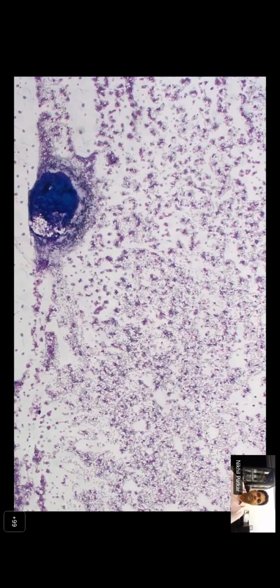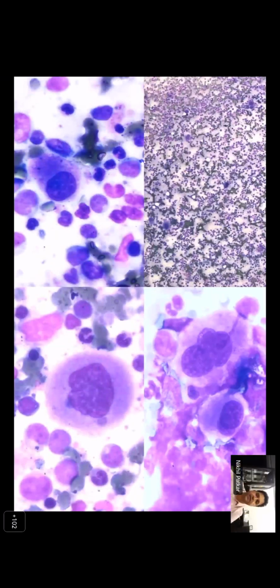So I request the first student to please present this case. Yes. So this is a bone marrow aspirate. It shows hypercellular bone marrow. Perfect. So the bone marrow is hypercellular. What do you see here?